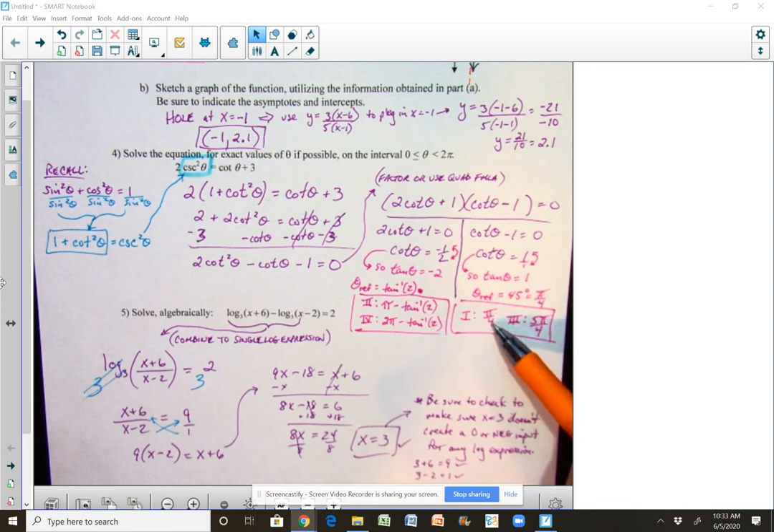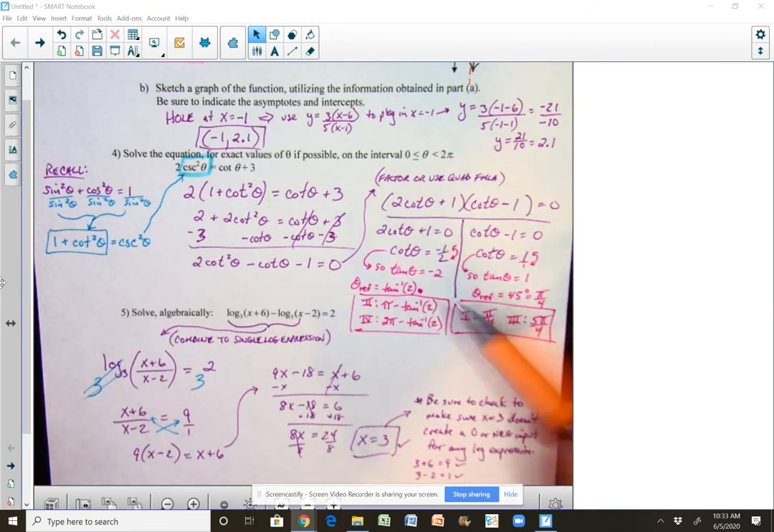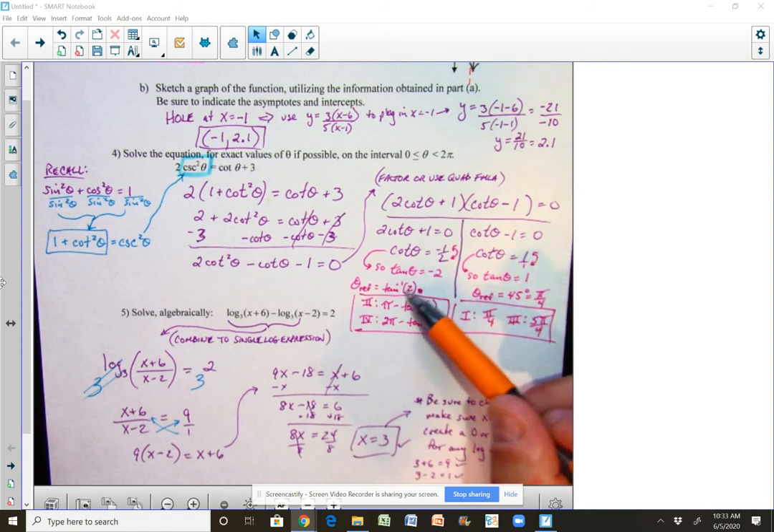So pi/4 in quadrant 1, and then pi plus pi/4 in quadrant 3. So I'm going to go around to pi and then plus pi/4. So that's 5 pi/4. Over here, 2 is not one of the exact values that we have, so it's not going to be a special angle value. But we can just leave it as arc tan 2, or what we call inverse tan of 2.